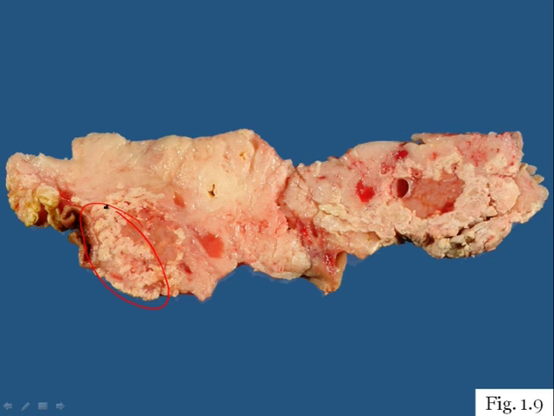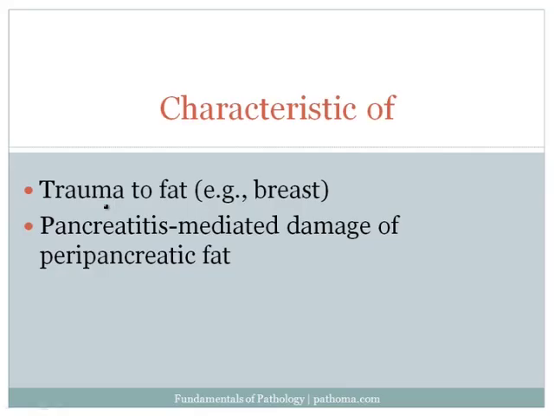Now, let me take a step back and remind you, because sometimes students can get confused. In pancreatitis, where you get chewing up of the pancreas by pancreatic enzymes, you get liquefactive necrosis of the pancreas, and you get fat necrosis of the peripancreatic fat. Again, so that's fat necrosis.